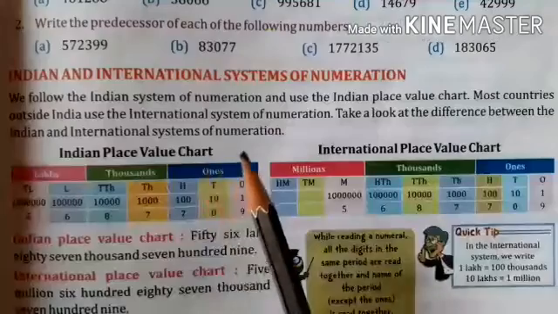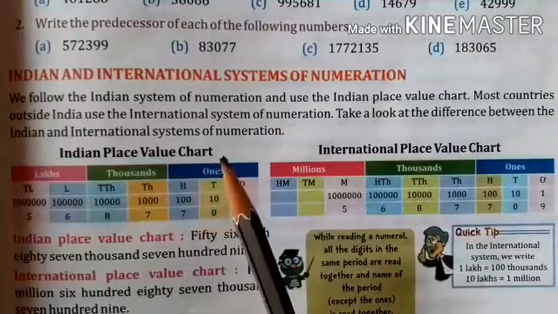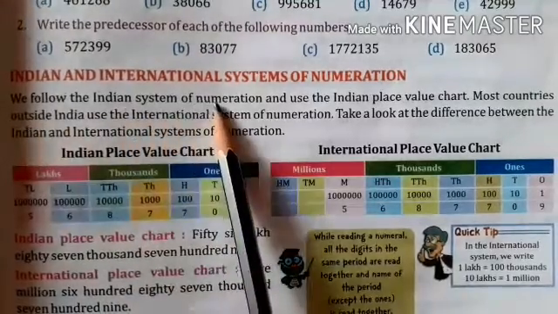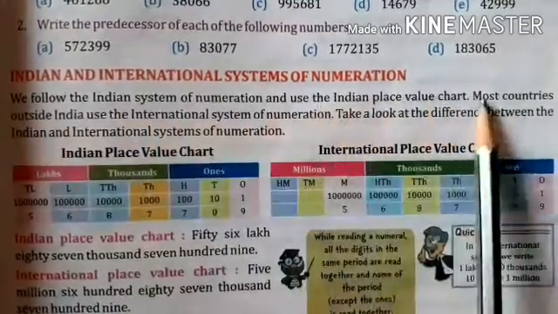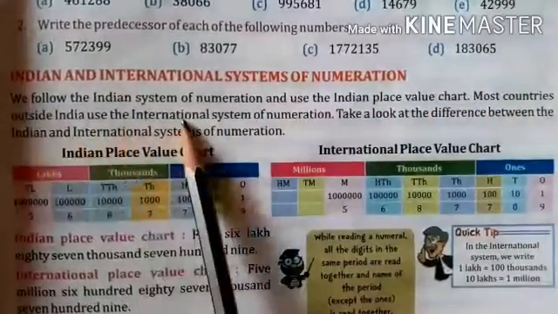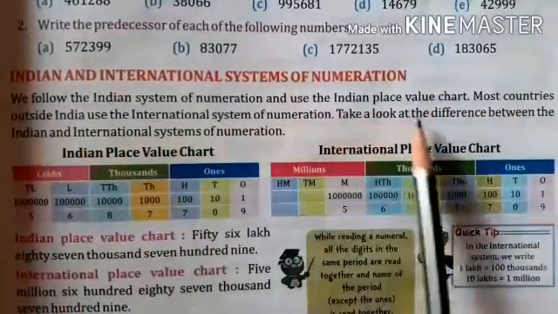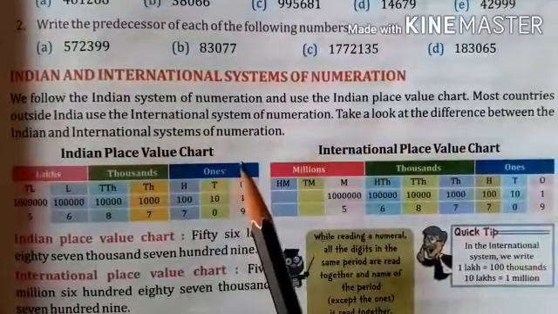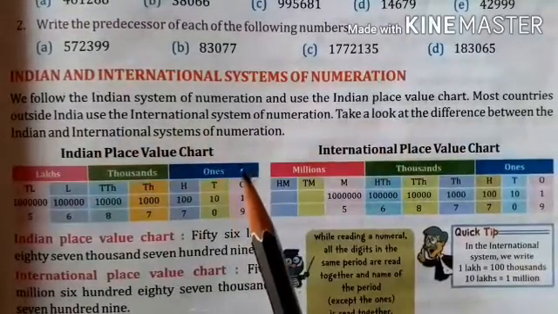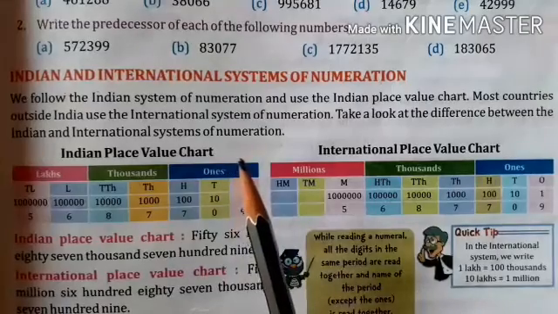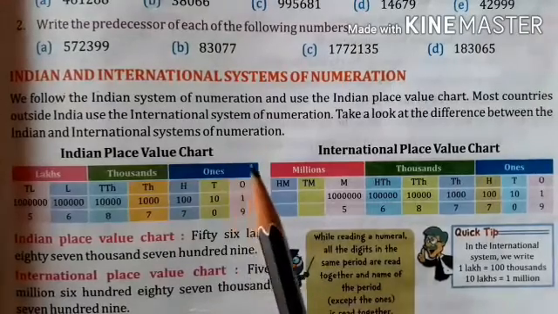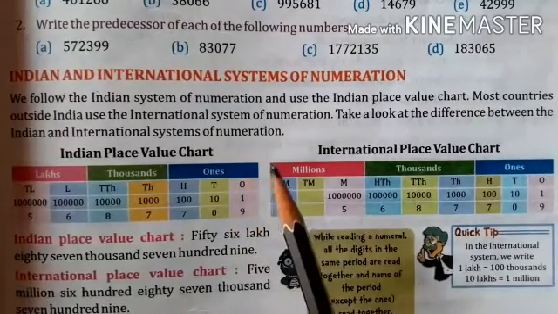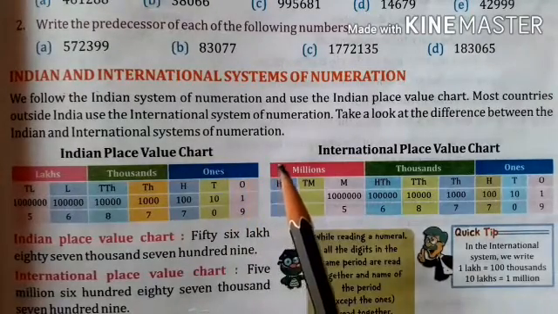Okay. Now we will discuss the Indian and international systems of numeration. We follow the Indian system of numeration and use the Indian place value chart. Most countries outside India use the international system of numeration. Take a look at the difference between the two systems. So we generally follow the Indian system, but outside of India, most countries use the international system, so we should also know about it.